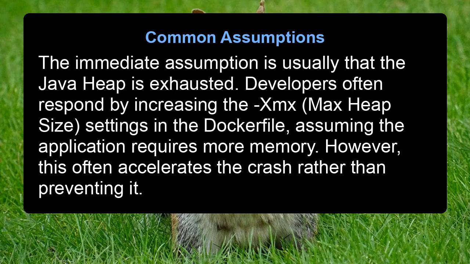Common assumptions. The immediate assumption is usually that the Java heap is exhausted. Developers often respond by increasing the Xmx, max heap size, settings in the Dockerfile, assuming the application requires more memory. However, this often accelerates the crash rather than preventing it.